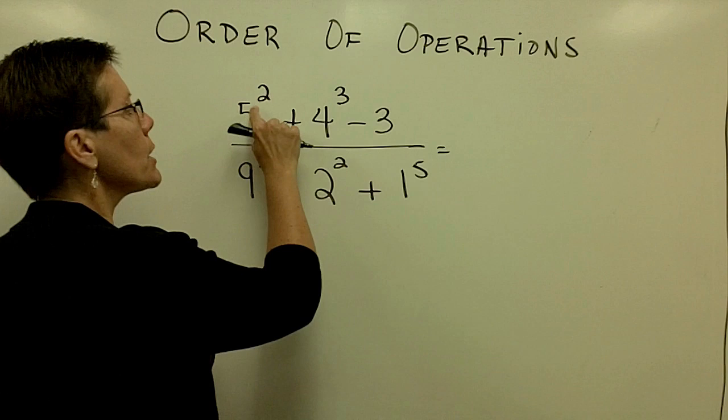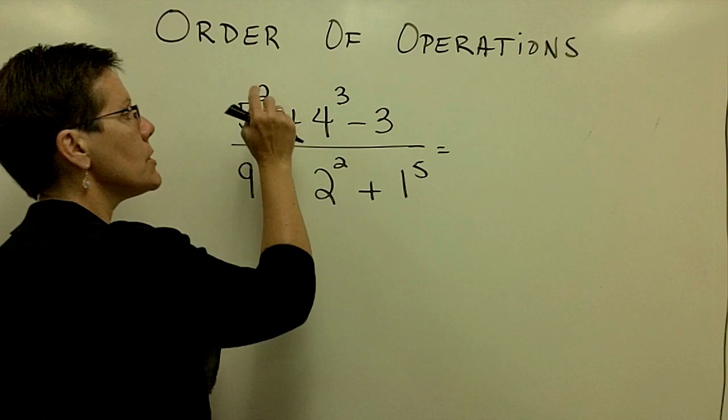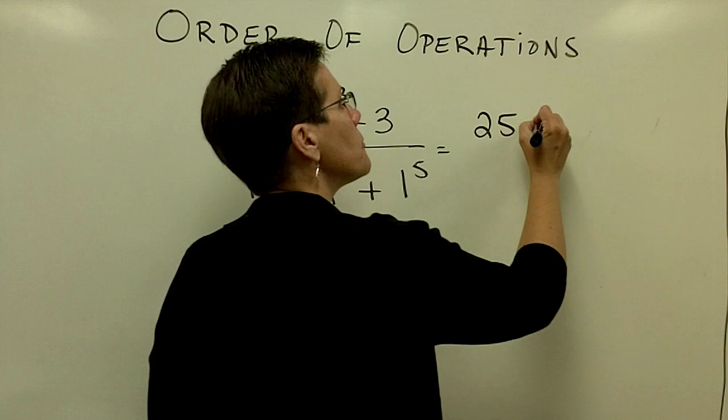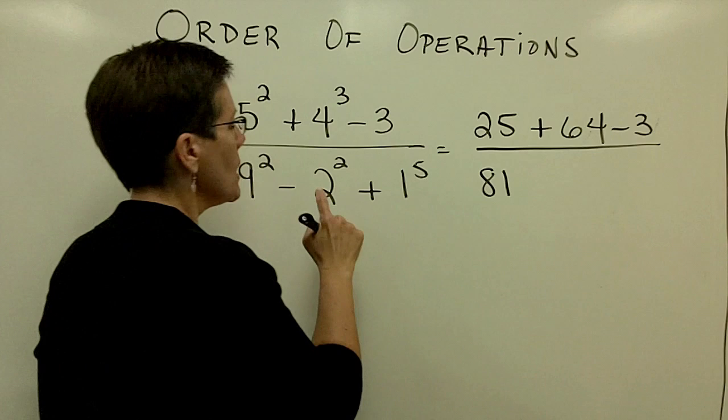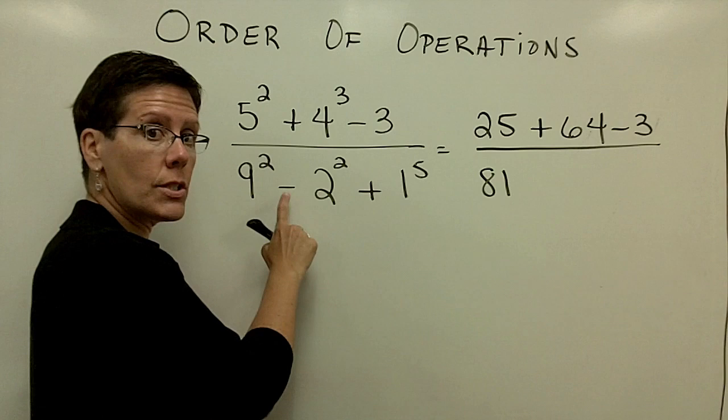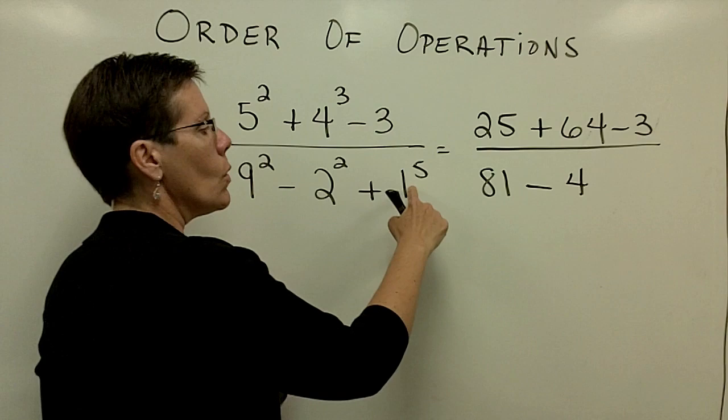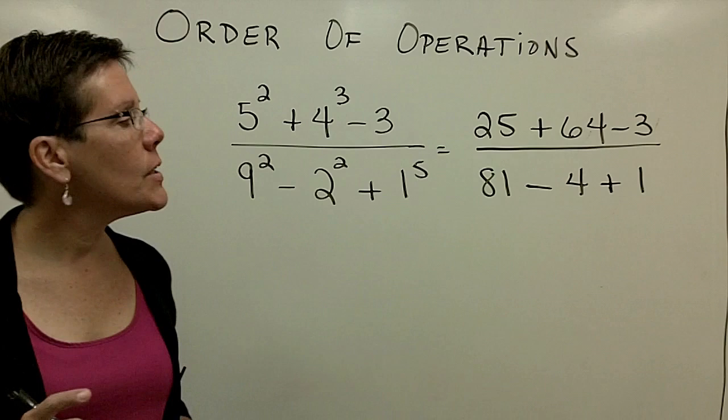So order of operations says that I should deal with these exponents first, and I'm going to work from left to right. So 5 to the second power is equal to 25. 4 to the third power is 64. And because I'm working from left to right, I am allowed to do both of those in one step. Down in the denominator, 9 to the second power is 81. And 2 to the second power means 2 times 2 or 4. This is just a subtraction symbol. So I have the 81 minus that 4 and plus 1 to the 5th power is 1 times 1 times 1 times 1 times 1, which is just 1.